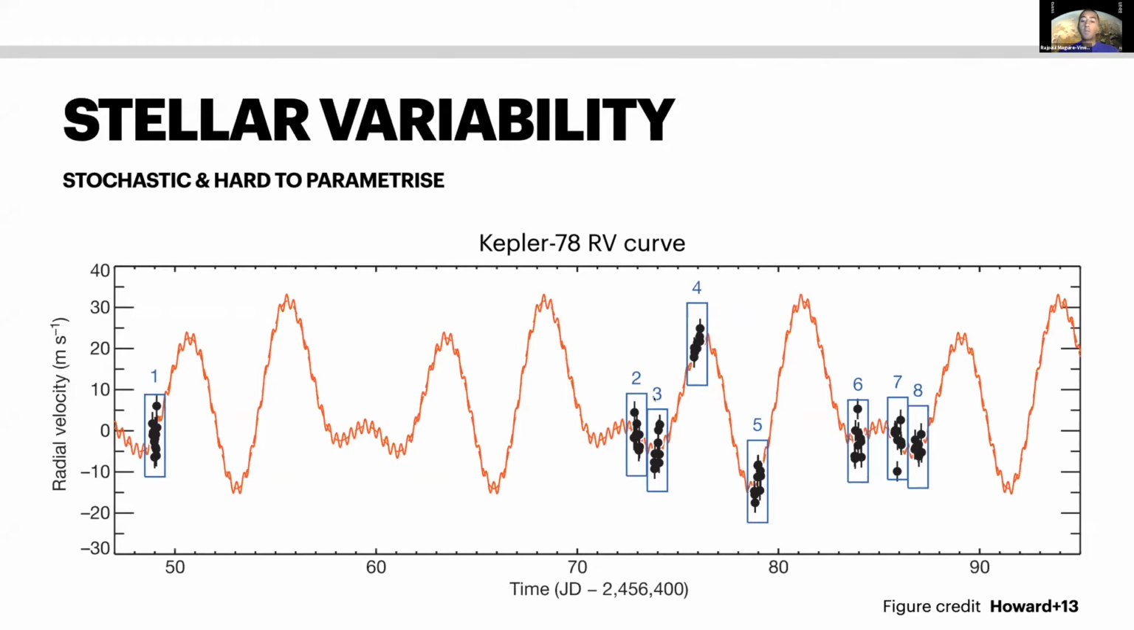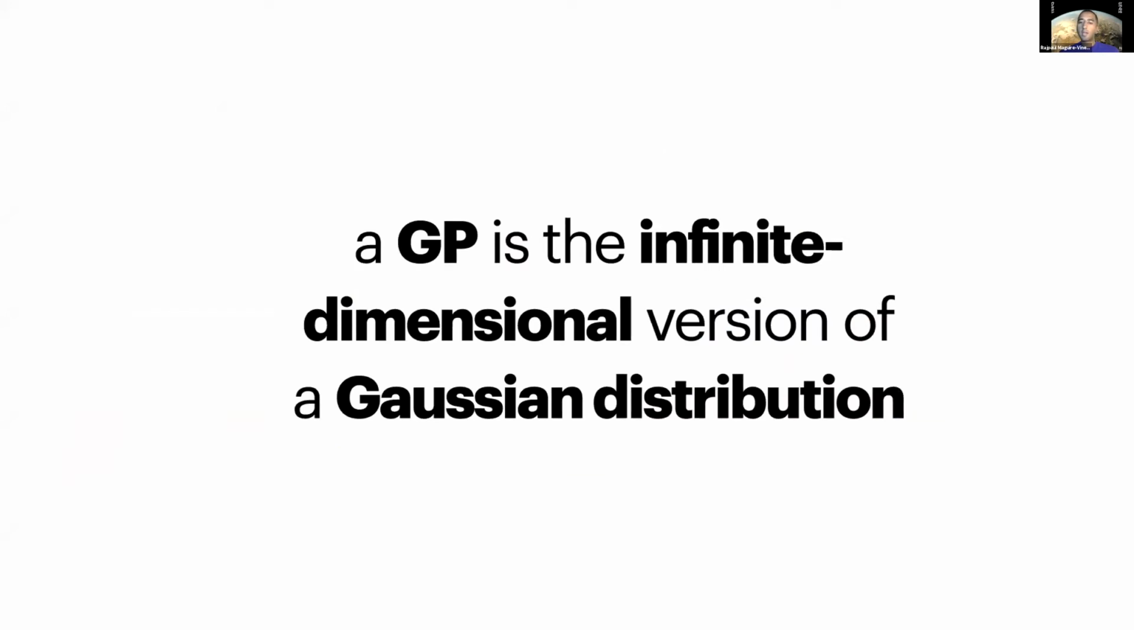Fortunately, though, all is not lost, and this is where GPs enter the picture. Now, this isn't a technical definition, but long story short, one way to think of a GP is just as a really, really big and actually infinite dimensional Gaussian distribution.